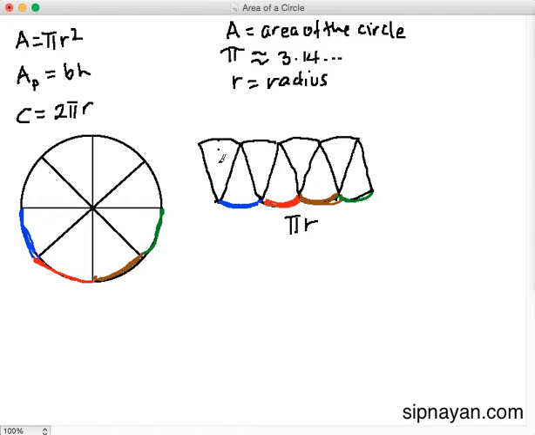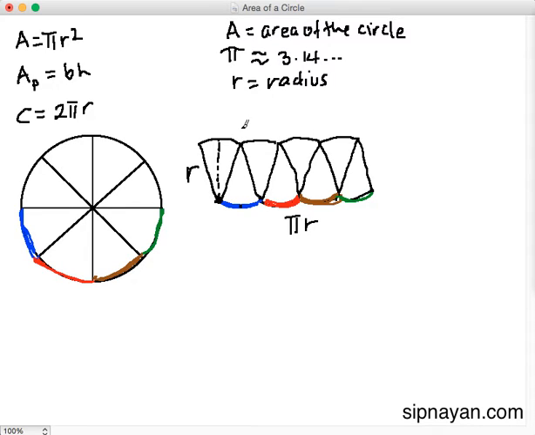Paano naman yung ating height? So, yung height is the distance from here up to here. O kaya here up to here. So, alam natin that if we take this as the center of the circle, for example, yung distance from here to any points here ay pareho lang because that's the radius of the circle, di ba? So, therefore, our height is r.